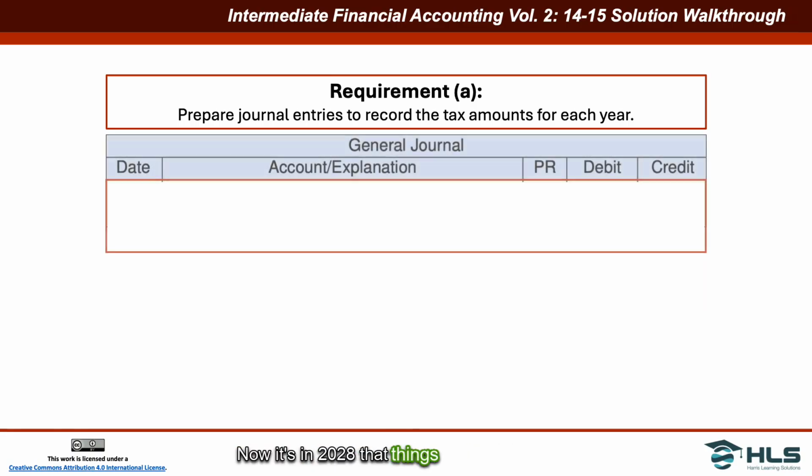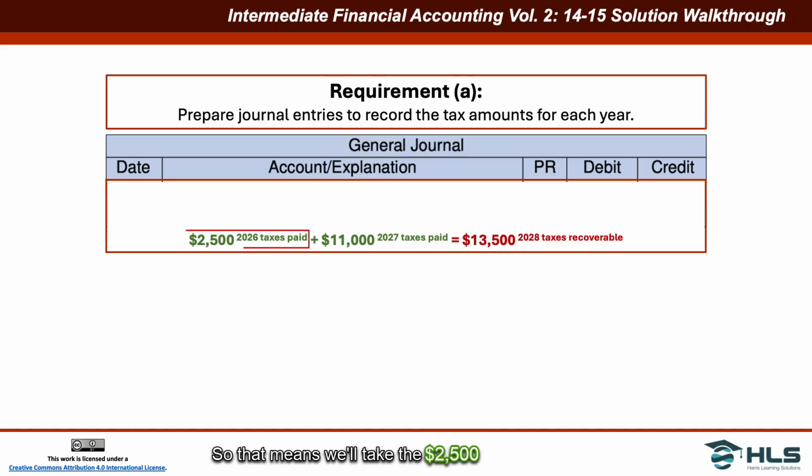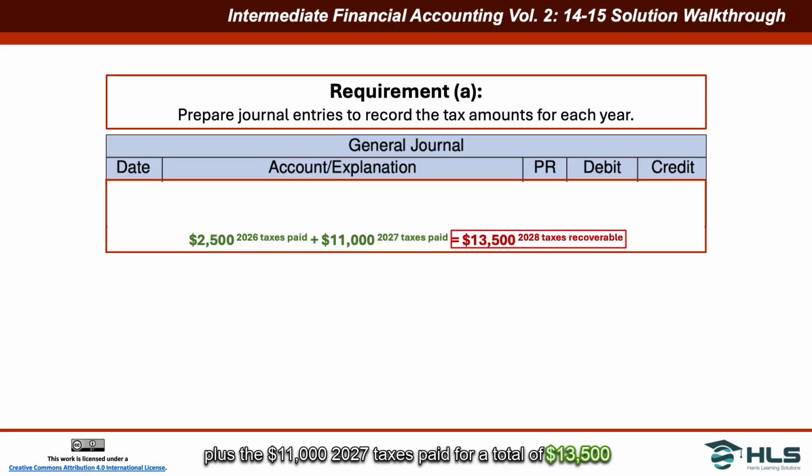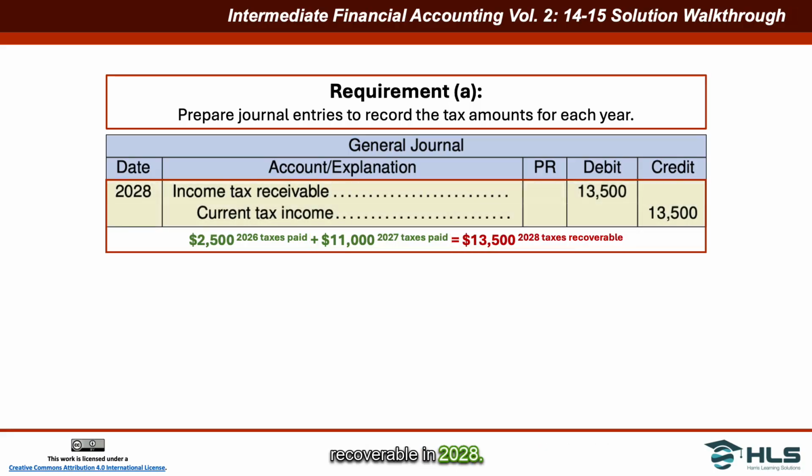Now it's in 2028 that things change, where the company realizes a taxable loss of $112,000. Now remember in the data, management said that it wants to apply losses to previous years first, or carry them back. Since the 2028 loss of $112,000 is more than the 2026 and 2027 combined taxable profits, we're going to be able to recover all of the taxes paid in 2026 and 2027. So that means we'll take the $2,500 2026 taxes paid plus the $11,000 2027 taxes paid, for a total of $13,500 recoverable in 2028. We're going to debit income tax receivable and credit current income tax for $13,500.